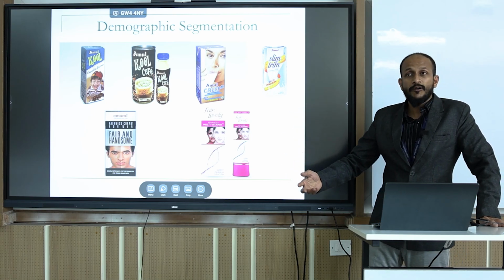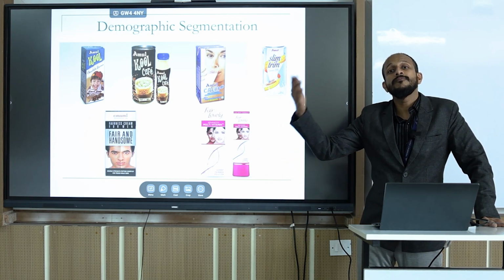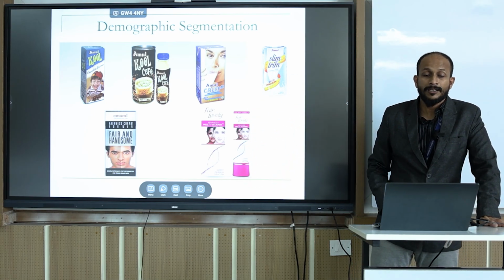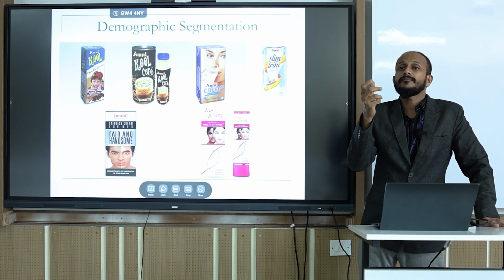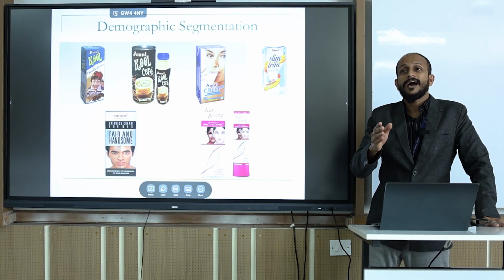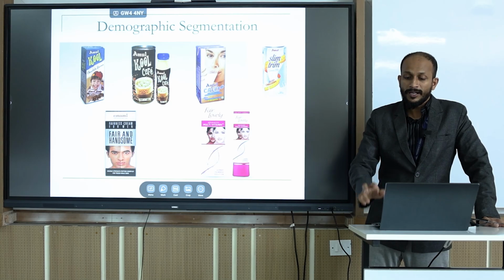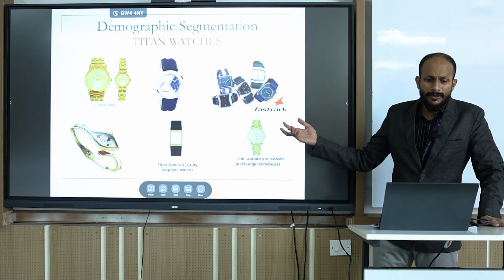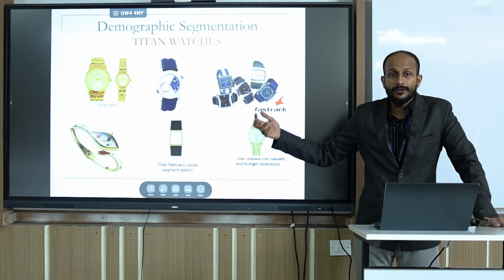Take another example of Fair and Lovely. Fair and Lovely is for women, and for men it is Fair and Handsome. So like this, if you take a variable like demographic, you can have different product for different segment. Similarly, you take a company example like Titan.